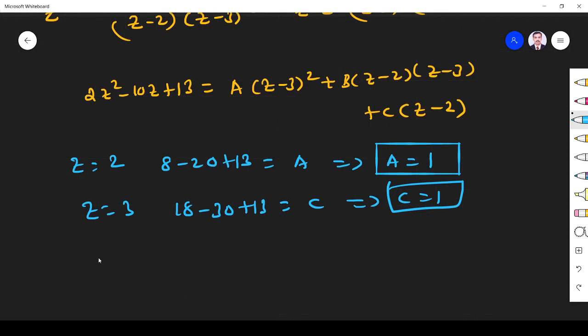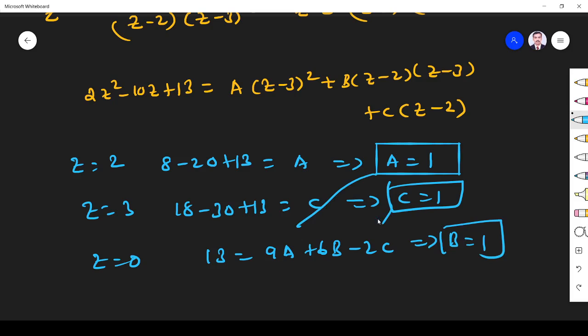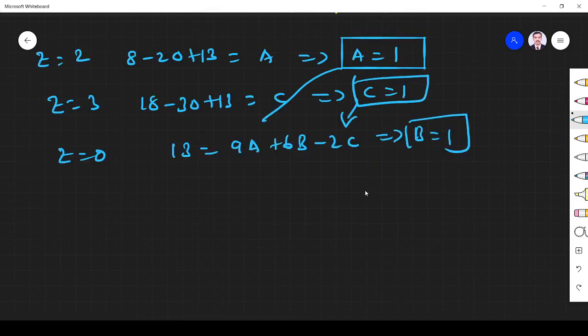Now, if I substitute z equals 0, what will happen? 13 is equal to 9A, right? Plus the first term B is 0 here; then 3 into 1; here z equals 0 means 0 minus 2, 0 minus 3, so 6B minus 2C. So A and C values we know; if we substitute, we get B is equal to 1. Substitute the A value and the C value here, we get B is equal to 1. Now we got the partial fraction.